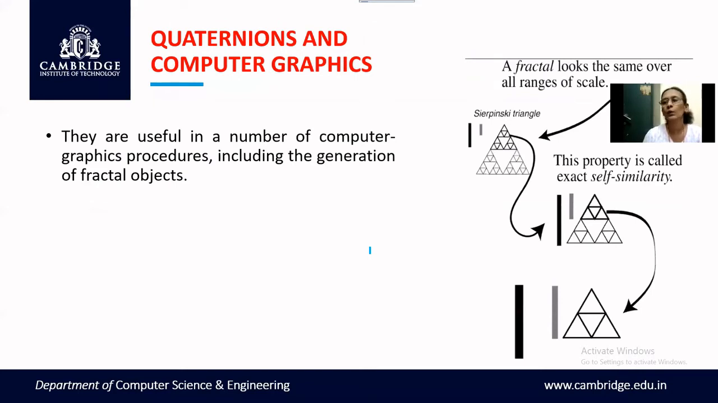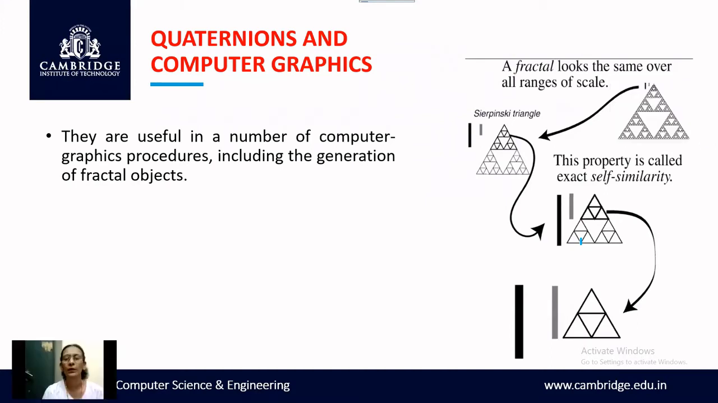Where do we use these quaternions? Why are we studying them when we are doing graphics? They are very useful in a number of computer graphics procedures, including generation of fractal objects. What is a fractal object? One such object is what we have seen in the lab, the Sierpinski gasket. You see that the same component is getting repeated over and over again, and we get a beautiful picture at the end. A simpler object is the Sierpinski triangle.